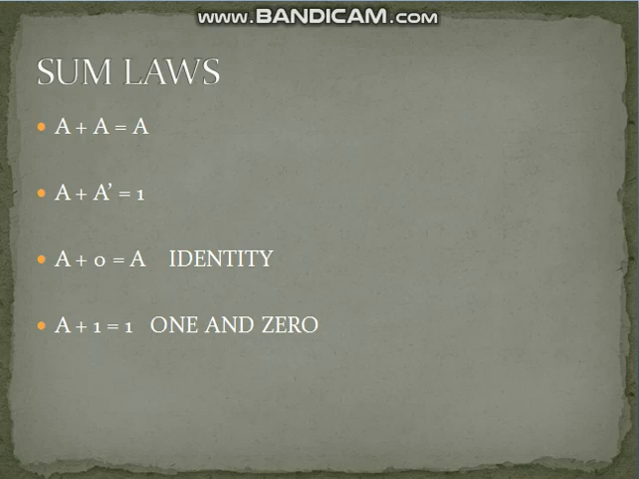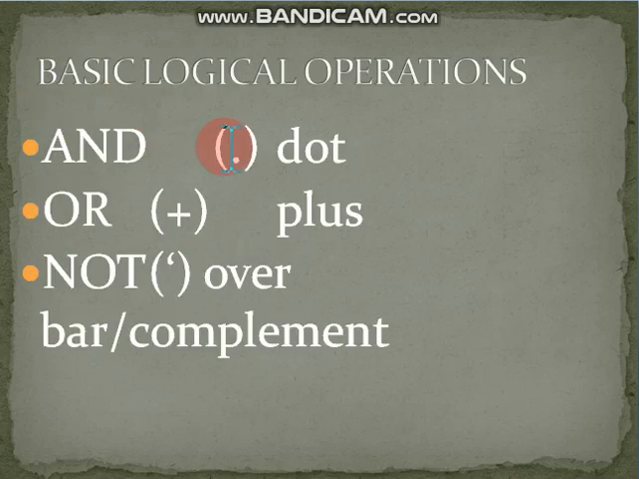And of course, when we're talking about the gates, just make sure you have this in your head. The AND gate is represented by a dot, the OR gate is represented by a plus, the NOT gate is represented by an over bar, or what we call a complement. But don't use this sign here, I'm just using it for illustration purposes. Use an over bar, don't use the inverted commas.